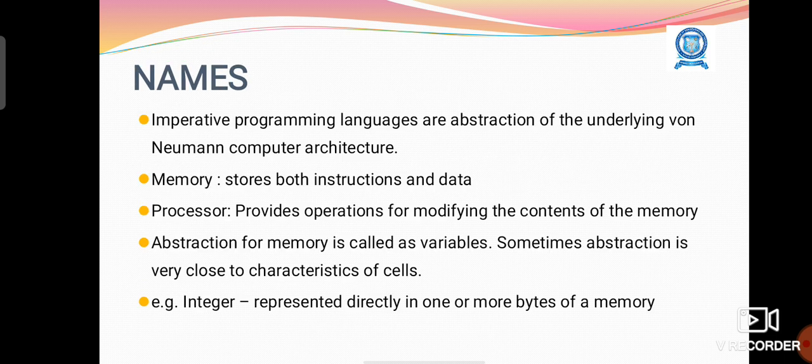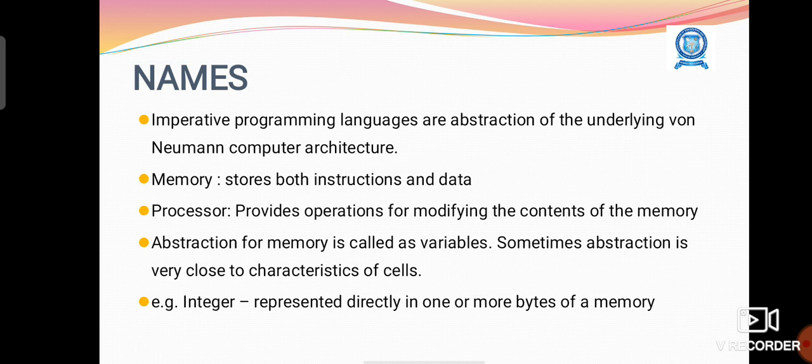Names. Imperative programming languages are an abstraction of the underlying von Neumann computer architecture. This von Neumann architecture consists of memory and processor. Memory will store both instructions and data. Processor provides operations for modifying the contents of the memory. Abstraction of memory is called variables.